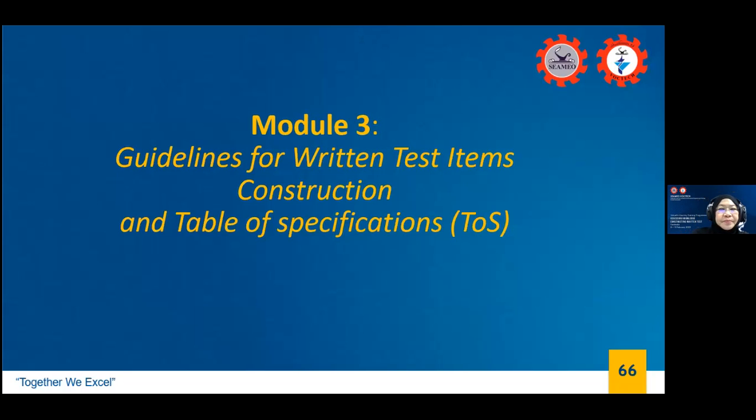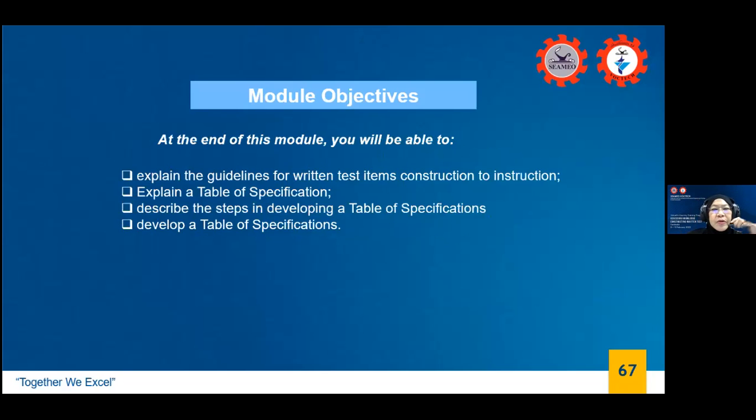So moving along, at the end of this module, you will be able to explain the guidelines for written test items construction, explain a table of specifications, describe the steps in developing a table of specifications, and then develop a table of specifications. The table of specifications that you will be developing here, for practice, will be a group work. You should make use of a module that you are teaching in your classes so that you can apply the learning from this training to your classroom requirements. Okay, let's move on.